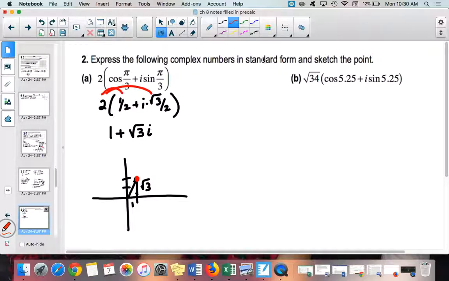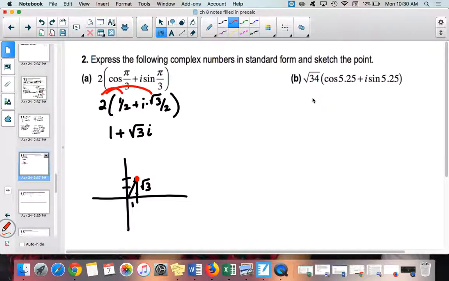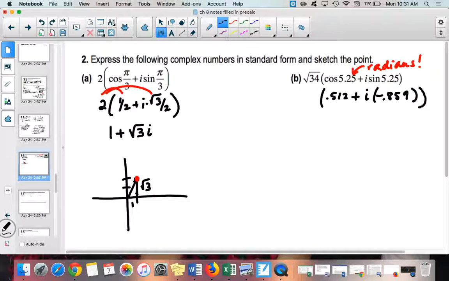Easy enough? All right, try the next one. So we're going to use our calculator to help us. So if it says 5.25, do we think this is degrees or radians? It's radians because there's not a little degree mark, right? So this is radians. So we want to make sure our calculator is in radian mode. So if I find my cosine of 5.25, I get 0.512 something. And then if I do my sine of 5.25, I get negative 0.859 something. And then I'm going to multiply that square root of 34 into both of them.